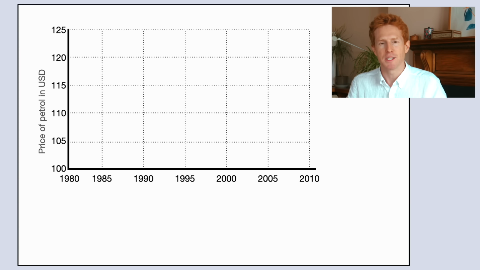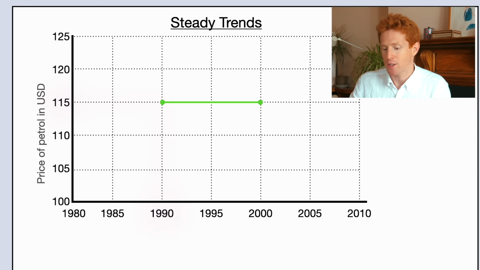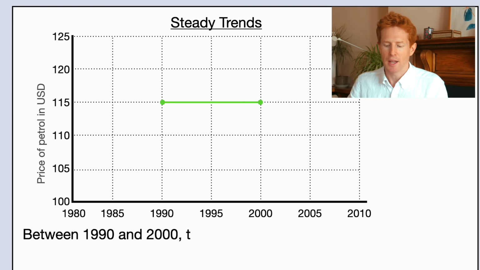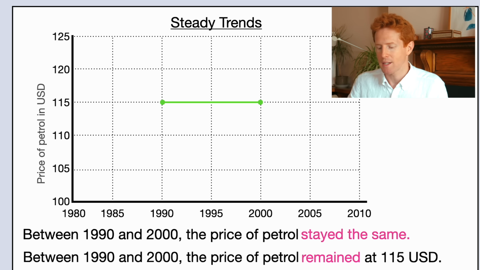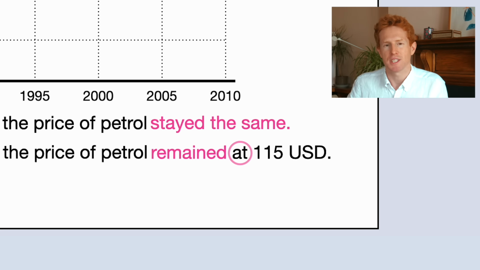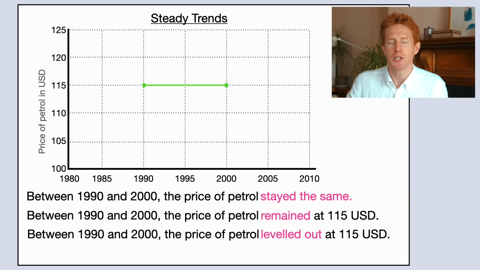We've looked at the downwards trend, we've looked at the upwards trend, but what if we see a steady trend, something a bit like this? So in 1990, it's $115 for petrol, and in 2000, it's still $115 for petrol. Between 1990 and 2000, the price of petrol stayed the same. Between 1990 and 2000, the price of petrol remained at $115. Now notice we've got remained at. It's important to get the prepositions correct. Between 1990 and 2000, the price of petrol leveled out at $115. So a useful phrasal verb, leveled out.